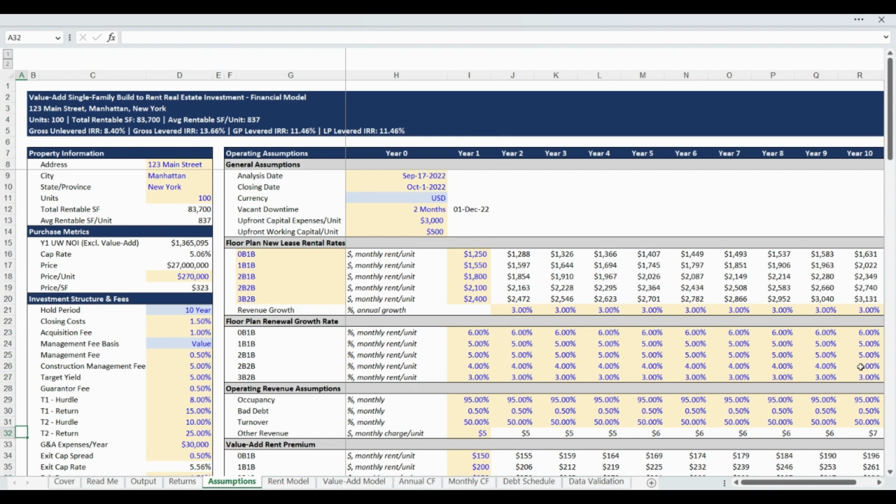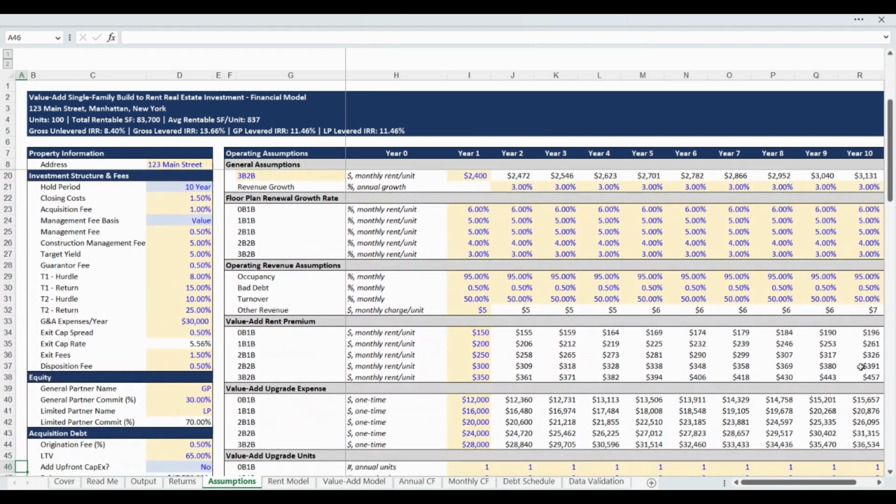The following section includes the investment structure and fees associated with the transaction. The model can accommodate up to a 10-year investment hold period. The model is pre-built to charge acquisition fees as well as asset management fees calculated based on value, equity, or cost, construction management fees for completing capital projects, as well as loan guarantor fees. Specific to investment returns, this assumptions section has the inputs for the distribution yield as well as the two-tier promote structure. This assumptions section concludes with inputs for the exit cap rate spread and disposition fees charged on exit.